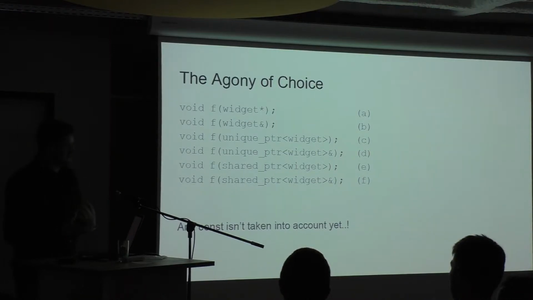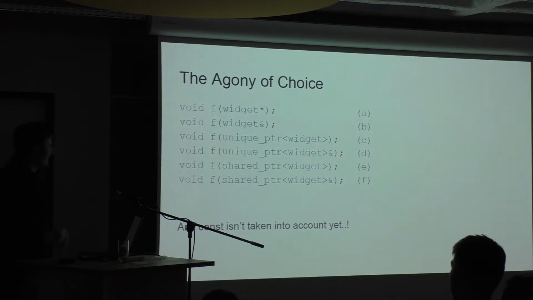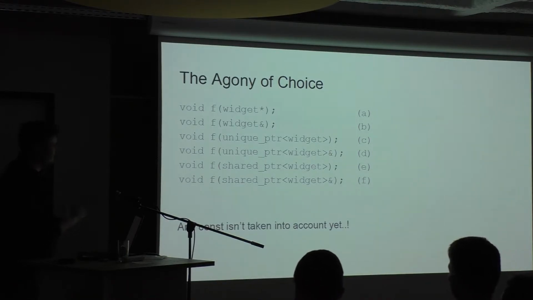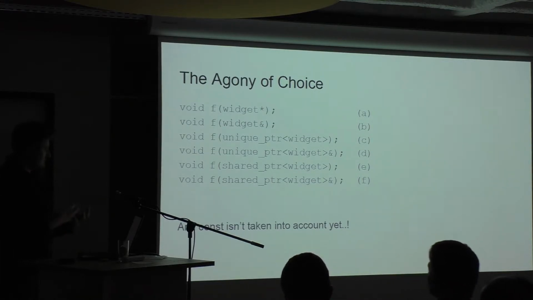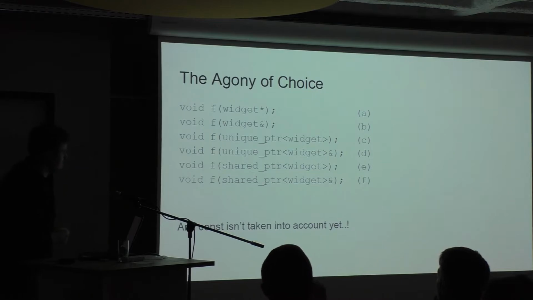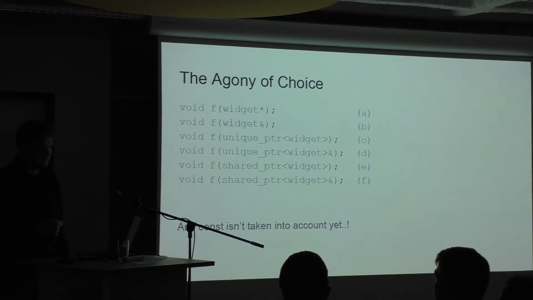The agony of the choice is my attempt at translating the Qual der Wahl from German. If you have a function which is going to accept some kind of a pointer which points to a widget type, you have these six choices, and const isn't even included. Then you're asking yourself which one should I use, and this is a small guideline for you.